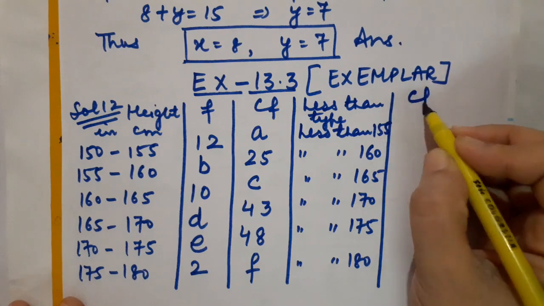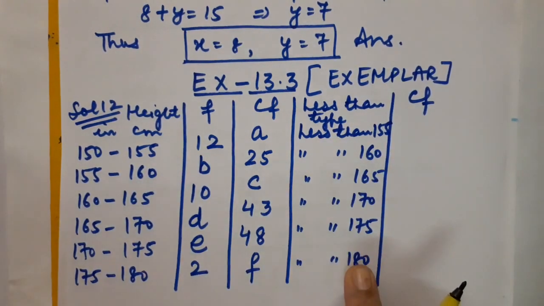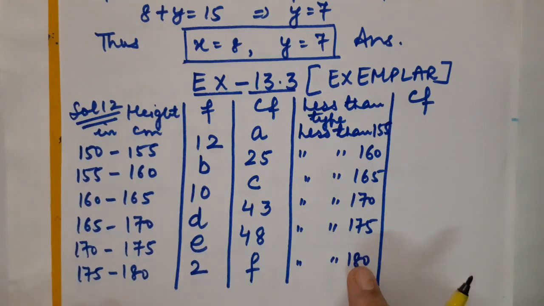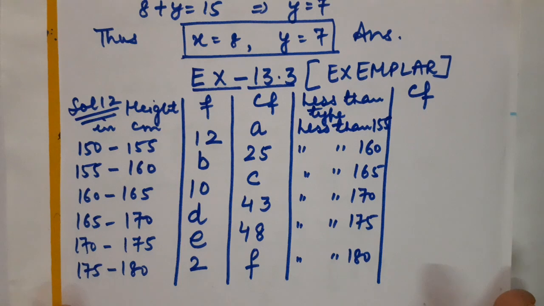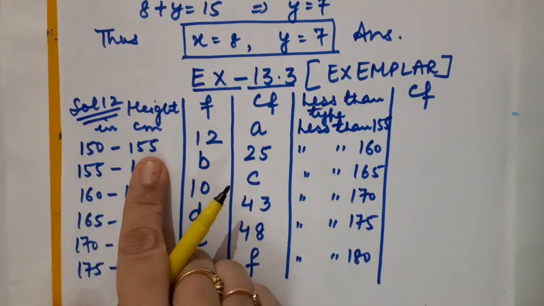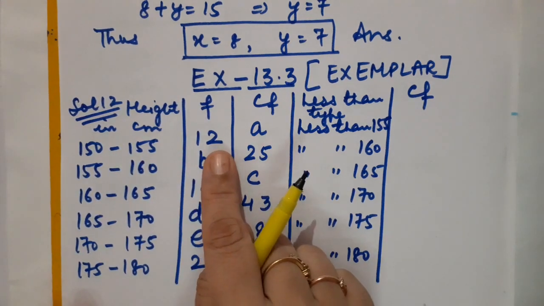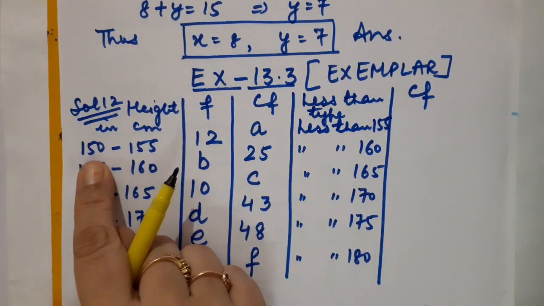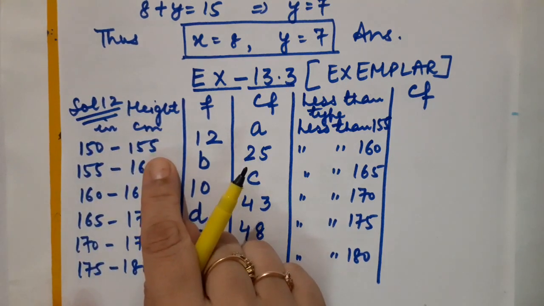Now I am going to make the actual cumulative frequency distribution table using less than type, as I am supposed to calculate the missing frequencies. Okay. So you know that from 150 to 155, there are a total of 12 children whose height is from 150 to 155. But 155 you are not supposed to include.